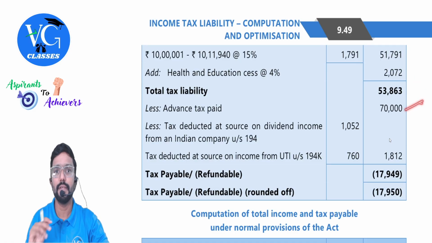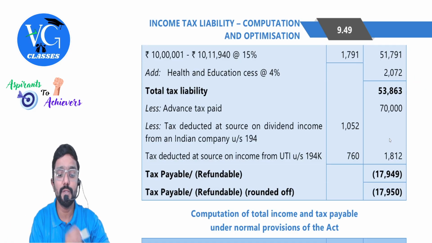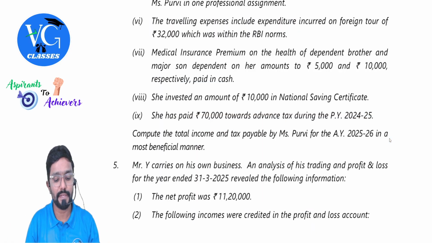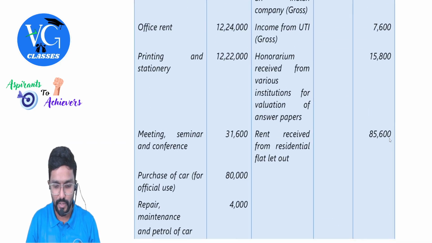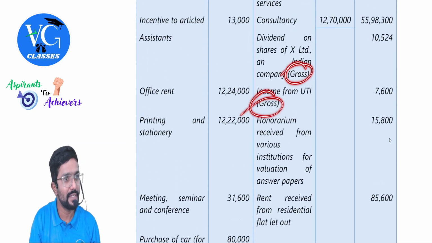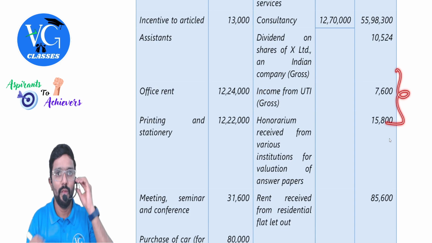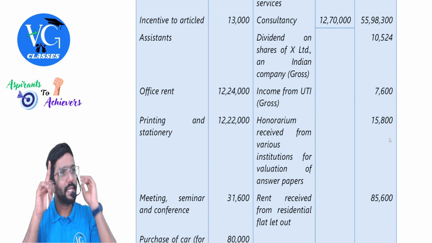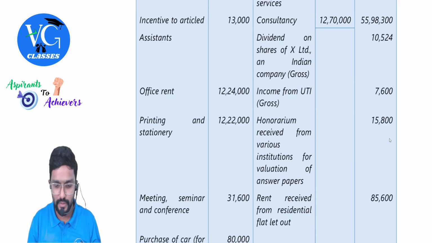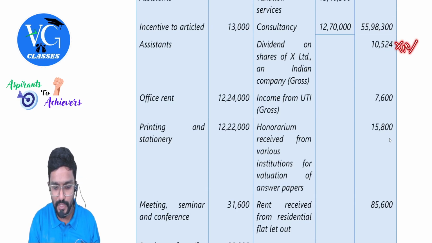So advance tax paid 70,000. Plus they have also given a clue about the TDS. Where they have given the clue, sir? You can see they have mentioned gross. That means this is a gross figure. But obviously TDS would have been deducted. So how much, sir? On this 10%. On this also 10%.